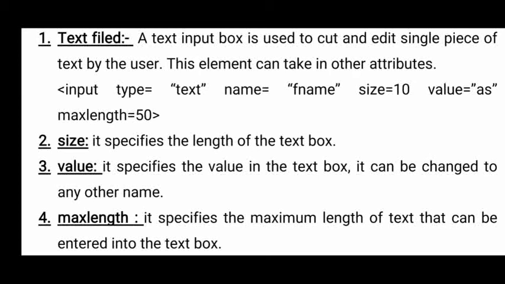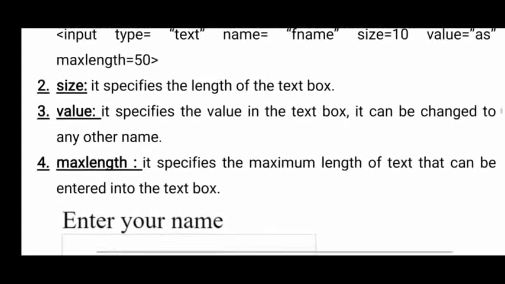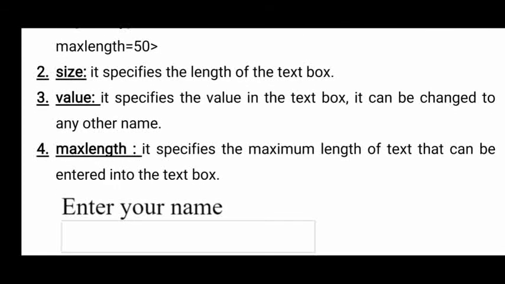Now size means it specifies the length of the text box, the total size of the box. As I already said, classroom size 60 students can sit, but only the principal sir is giving permission to sit only 50 students, that is the maximum length. Now value specifies default information, meaning before you enter any information, if you want to display some default information, that you can give by using the value attribute. Next, max length means it specifies the maximum length of the text, meaning how many maximum characters the user can enter, that is called max length.